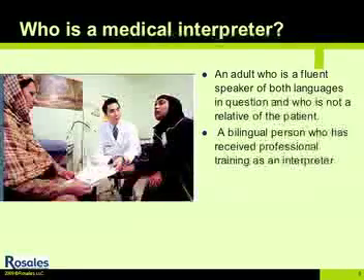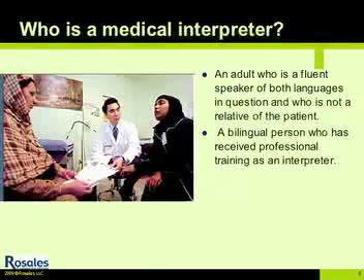Who is an interpreter? An interpreter is an adult who is a fluent speaker of both languages in question and who is not a relative of the patient. A bilingual person who has received professional training as an interpreter.